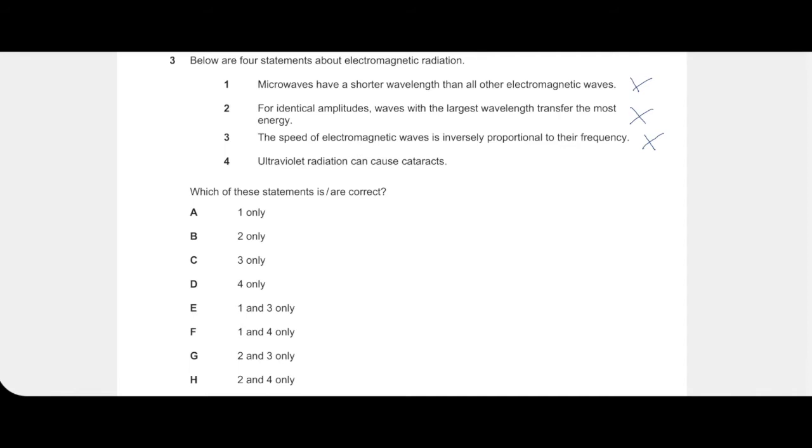Statement number 4. Ultraviolet light can cause cataracts. That is true because they have waves of a higher frequency than visible light and therefore carry lots of energy, way more energy than visible light. This additional energy can damage the corneas of the eye, causing cataracts. Statement number 4 is correct. Therefore, the answer is D, and that's question number 3 completed.